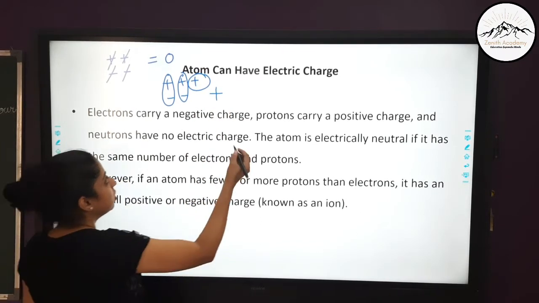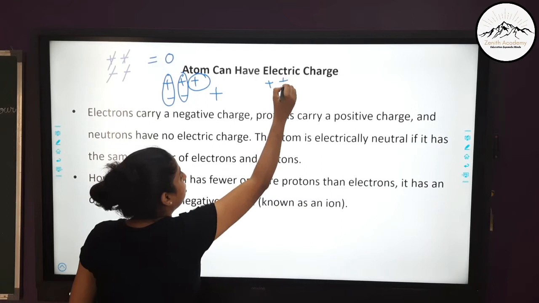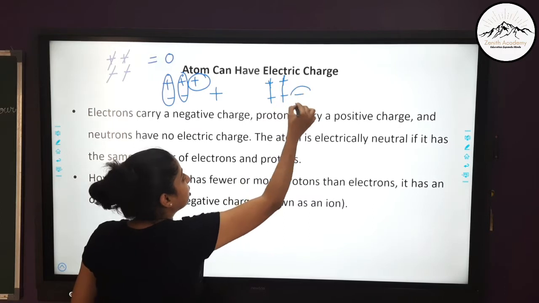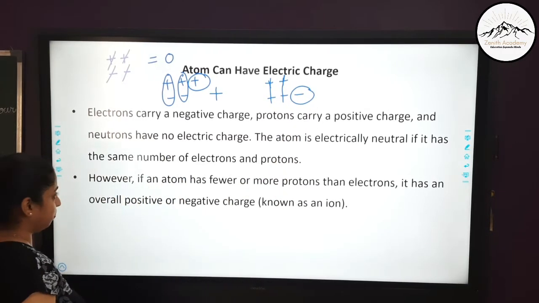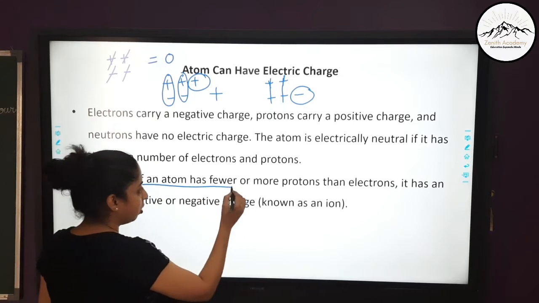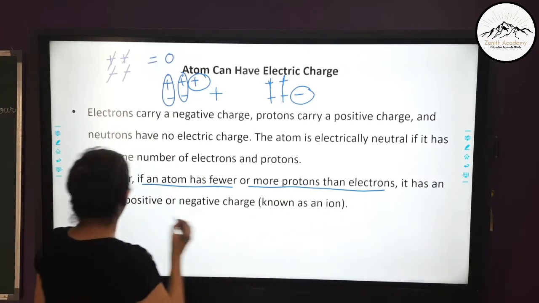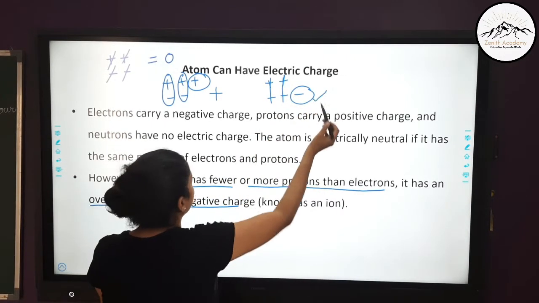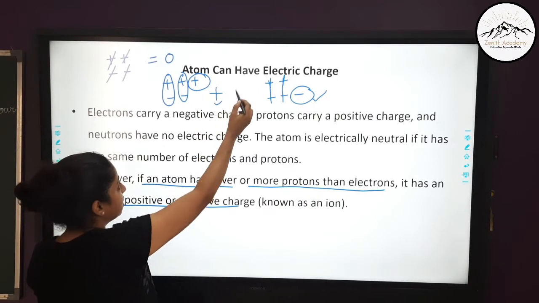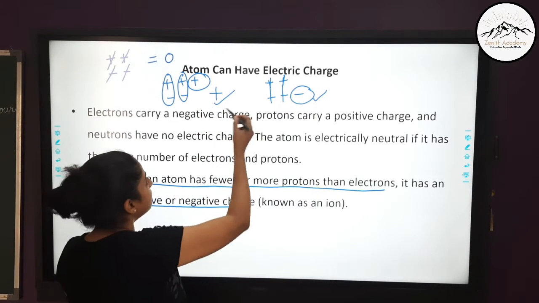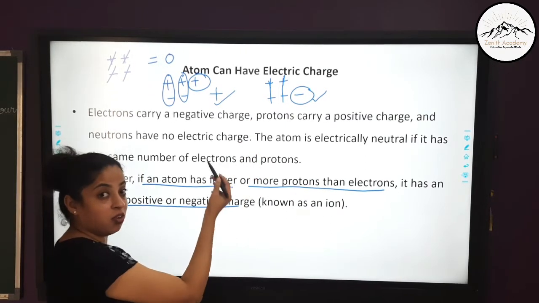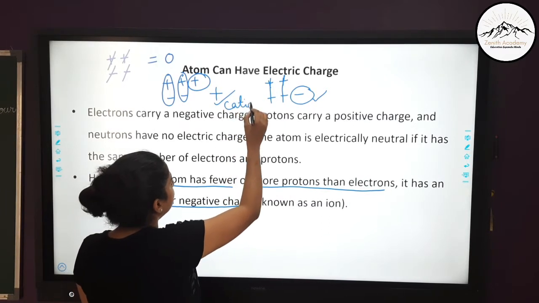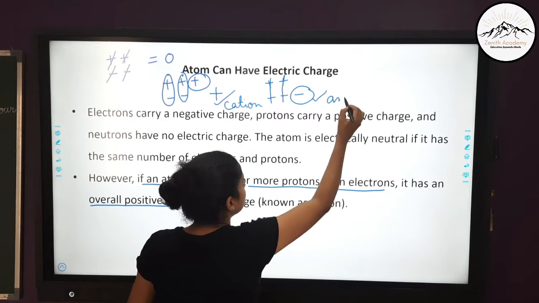Okay. Now suppose there are fewer protons and more electrons. So these get cancelled and there is an extra negative charge. Okay. So if an atom has fewer or more protons than electrons, it has an overall positive or negative charge. So here you can see there were fewer protons, so it has a negative charge. Here the number of protons was more, so it has a positive charge. So these are called ions and not atoms because now they have charges. Now this positively charged ion is known as a cation and a negatively charged ion is known as an anion.